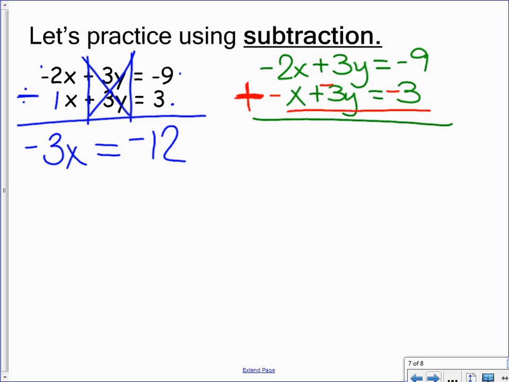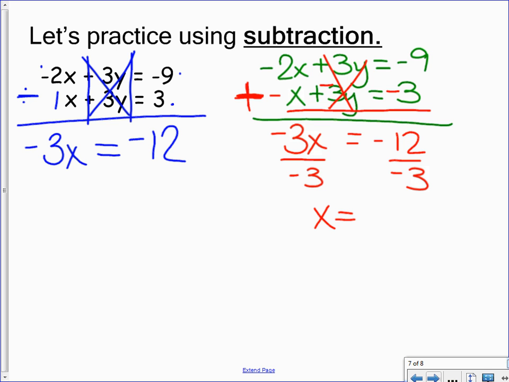So now I have negative 2 plus negative 1 is negative 3x. 3 plus negative 3 cancels, and negative 9 plus negative 3 is negative 12. Okay? Therefore, now if I divide by negative 3, x will equal 4. And if I divide over here by negative 3, do I find that x equals 4? Yes. Okay, so just another way to look at it.